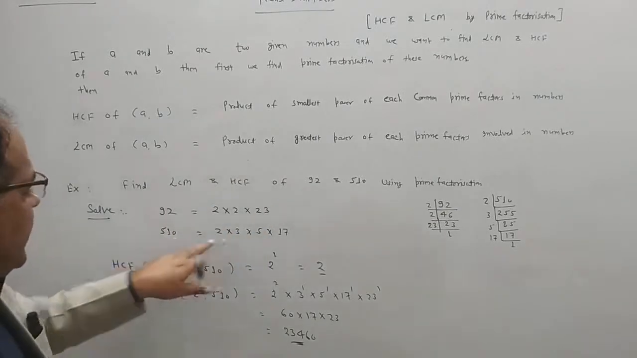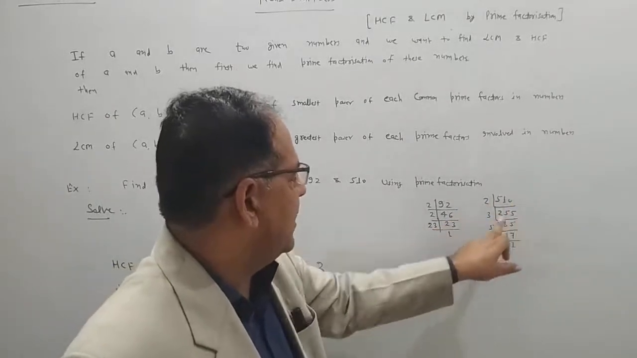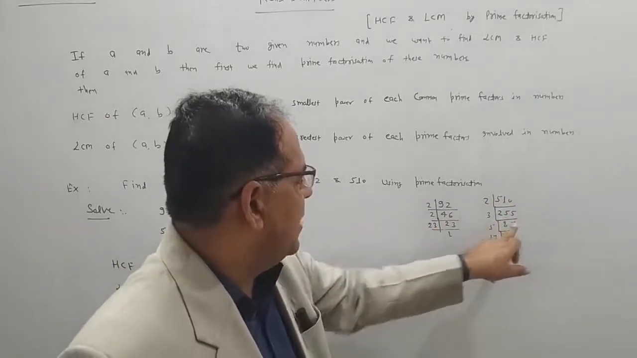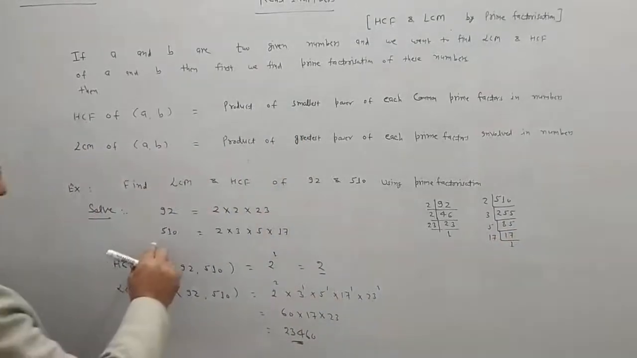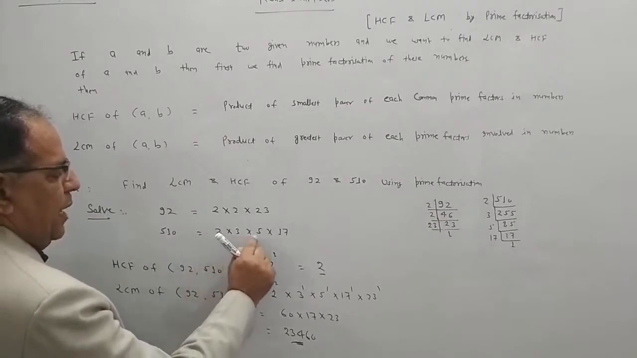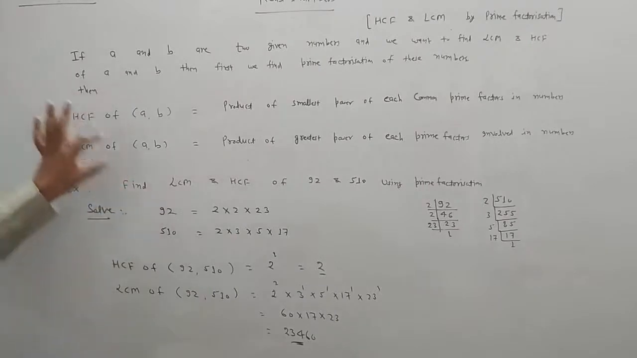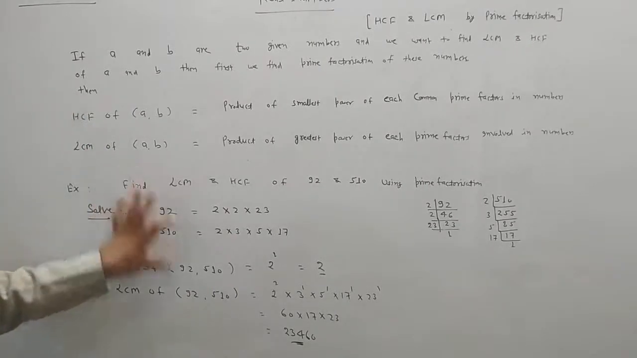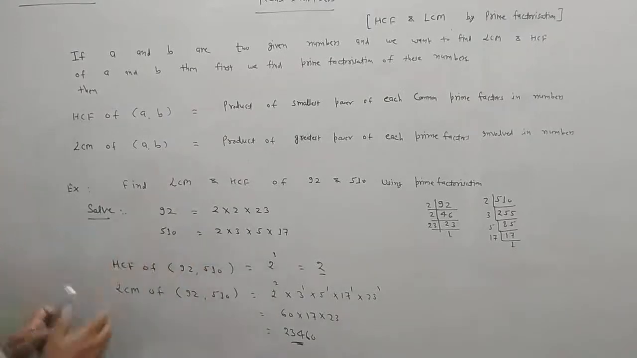Similarly, 510 can be reduced. 2 255s are 510, 3 85s are 255, 5 17s are 85, and 17 1. So the prime factorization of 510 can be expressed as 2 into 3 into 5 into 17. So first we write the prime factorization of both the given numbers. Now the SCF of 92 and 510.